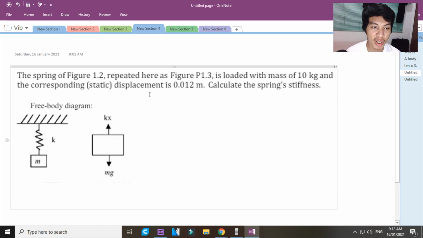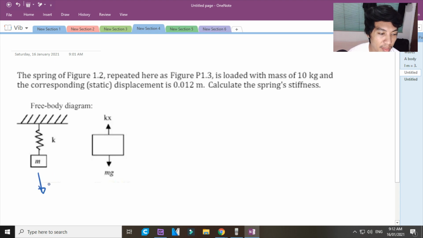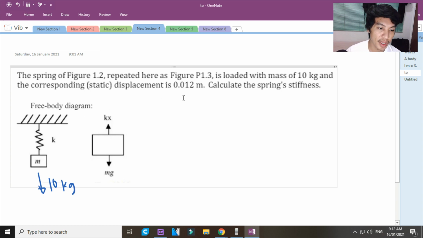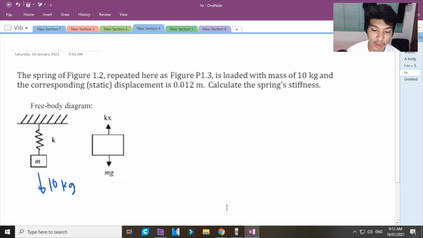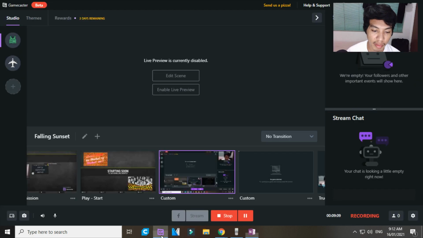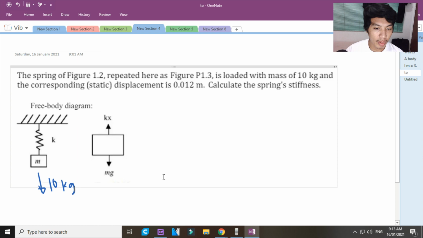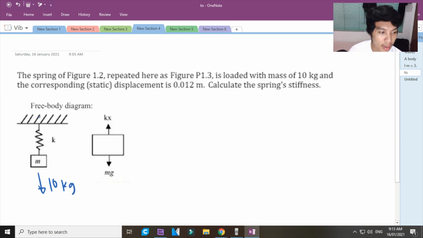This figure, sabi yan, is loaded with mass of 10 kilograms. Ayan, pababa siya. 10 kilograms. And the corresponding static displacement is, ano daw? 0.12. Calculate the spring stiffness. So, paano natin i-calculate yan? So, this is the representation, graphic representation ng loading mo. So, ang kinukuha mo dito is the stiffness of the spring.